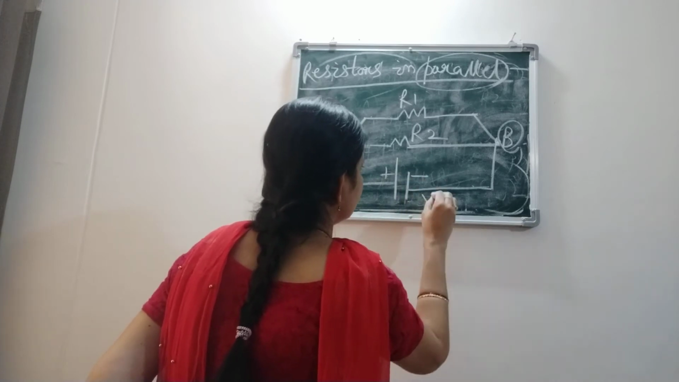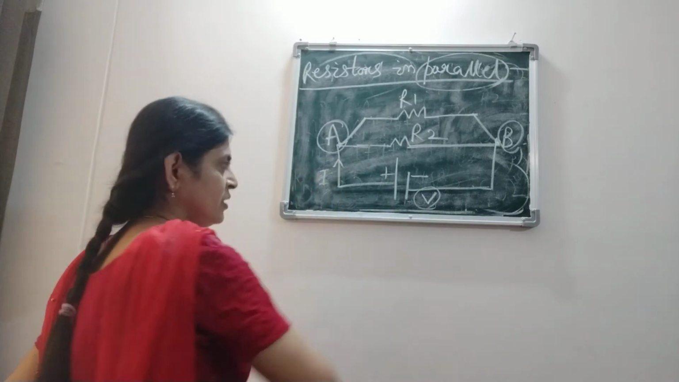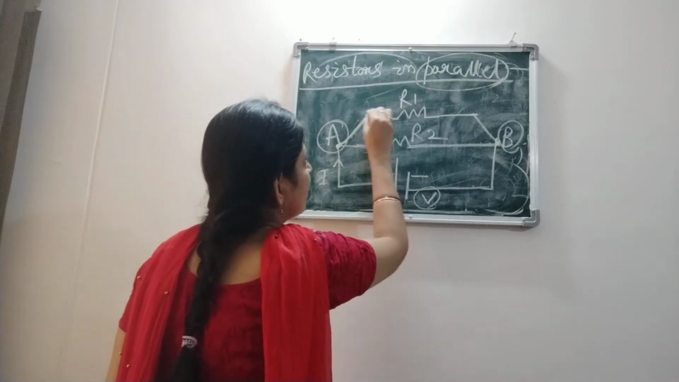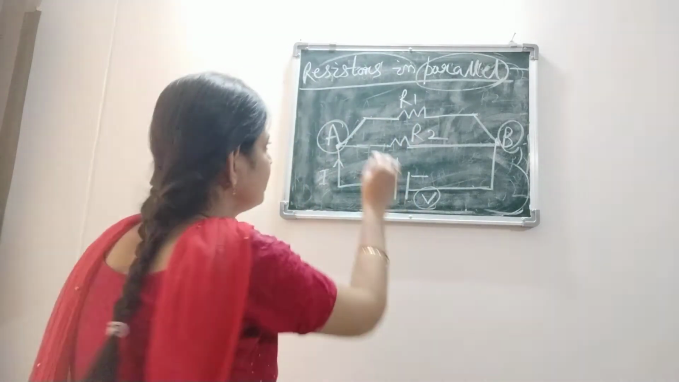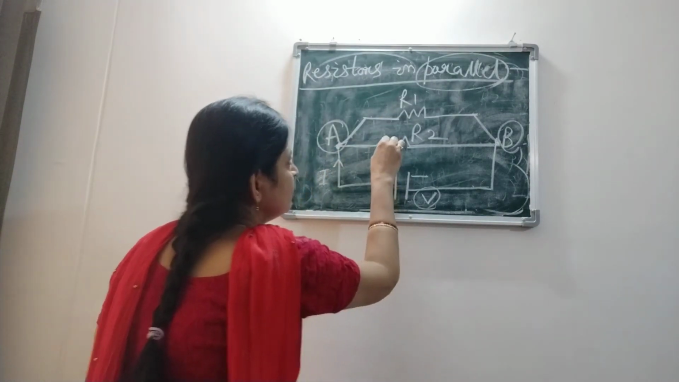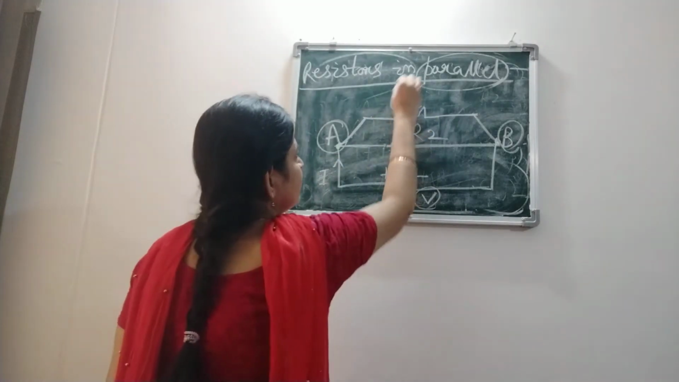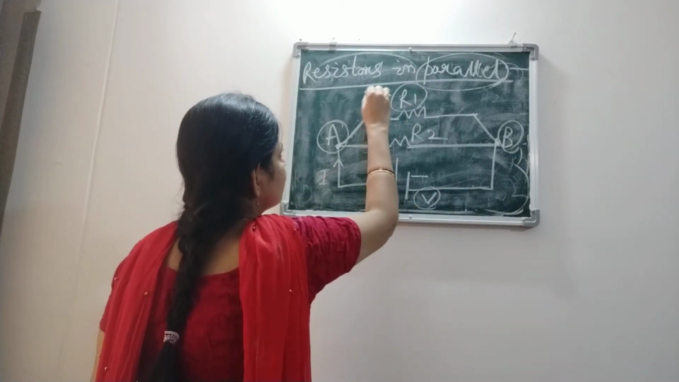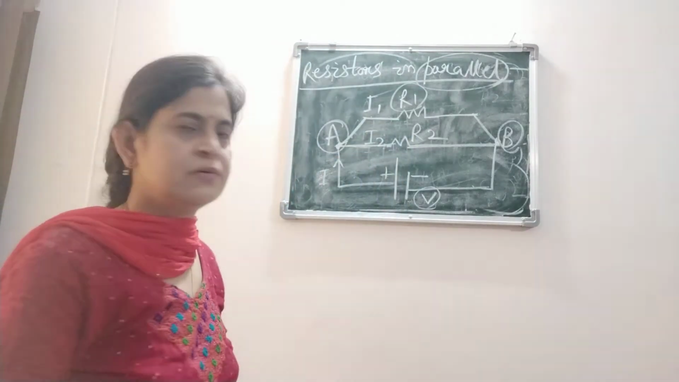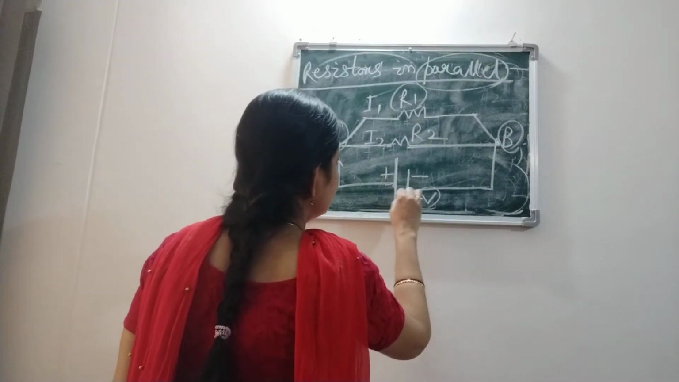This is your cell and the potential difference is V, and the amount of current is I. Now, after reaching the point A, the current for R1 will be divided. Similarly, the current for R2 will be divided because the paths are different. That's why your current will be different. So, for R1, suppose the current is I1 and for R2 the current will be I2. But the potential difference will be the same because it is supplied from the same source.